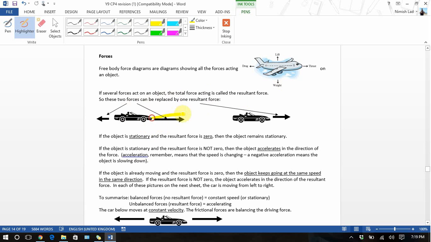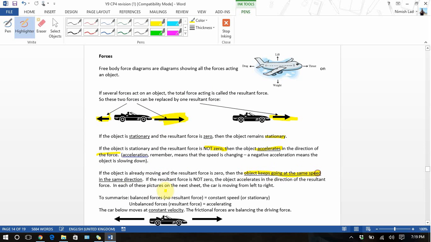So you've got one going this way, that could be 10 newtons, and one going this way, that's 3 newtons. The resultant of that will be 7 going this way. If an object is stationary, the resultant force is 0, it remains stationary. If an object is stationary and the resultant force is not 0, it accelerates in the direction of that force.